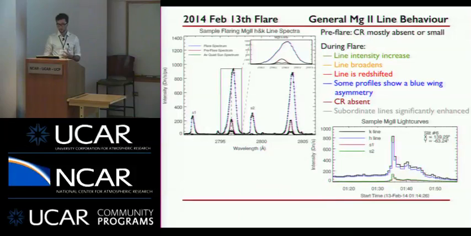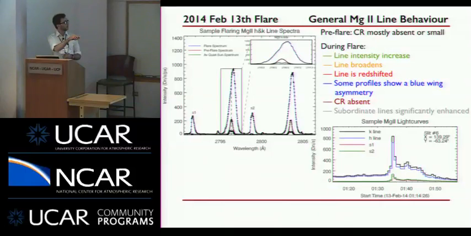So before I go into more of a quantitative look at this flare, I thought I'd just give a general overview of how the magnesium lines change during the event. So this green line is the quiet sun profile I showed in the first slide. And this red line is from the flaring region. It's a pre-flare, so this is a few minutes before the peak. And this blue line is the same pixel at the peak of the flare.